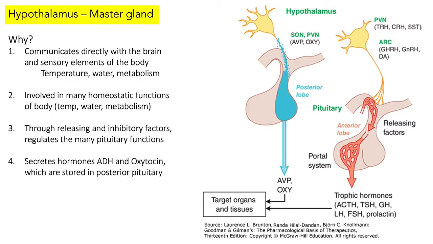So that's one of the reasons why people think of it as a master gland. Involved in many homeostatic functions through the releasing and inhibitory factors, it regulates many pituitary functions, the pituitary being the organ that's associated with the hypothalamus, and then it also produces its own hormones, ADH, antidiuretic hormone, and oxytocin, which are stored in the posterior pituitary.